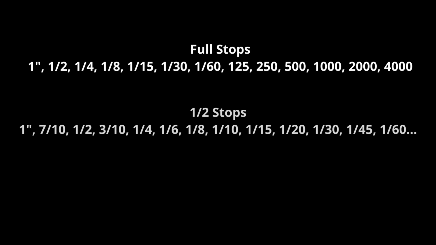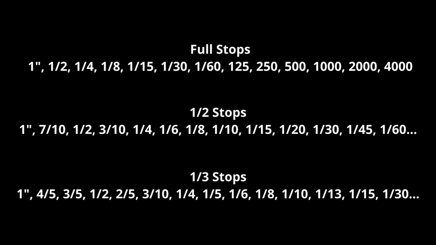Most cameras come from a manufacturer set up to move in half stop or third stop increments. Here is that full stop shutter speed scale. Now remember, depending on which way you move up or down the scale, you're going to cut the amount of light coming into your camera in half, or you're going to double the amount of light coming into your camera. Here's a condensed scale of half stop shutter speeds. And here's a scale of third stop shutter speeds.